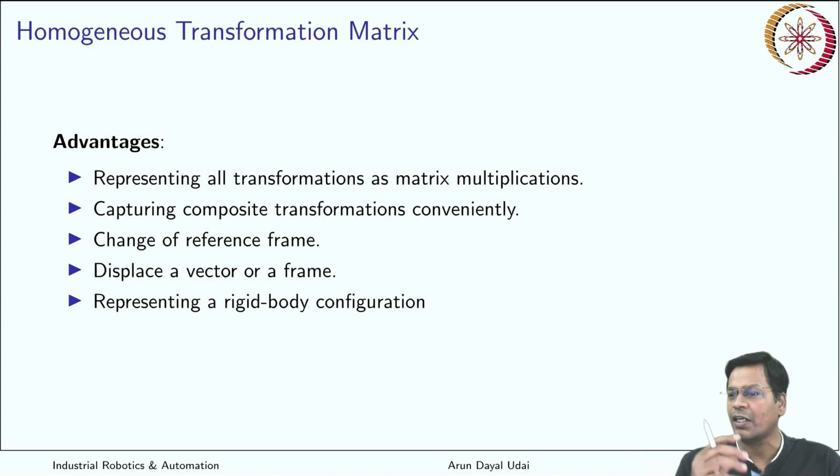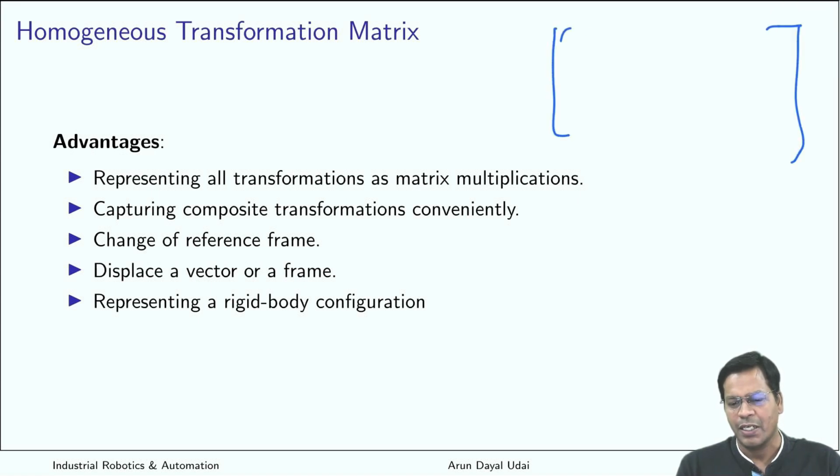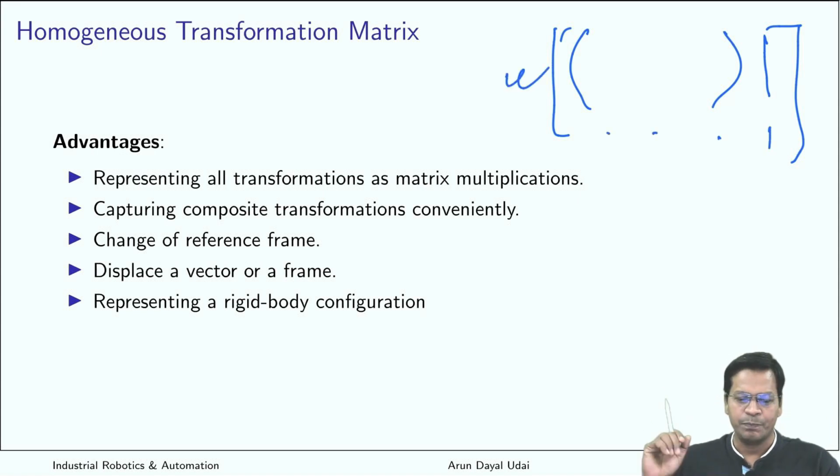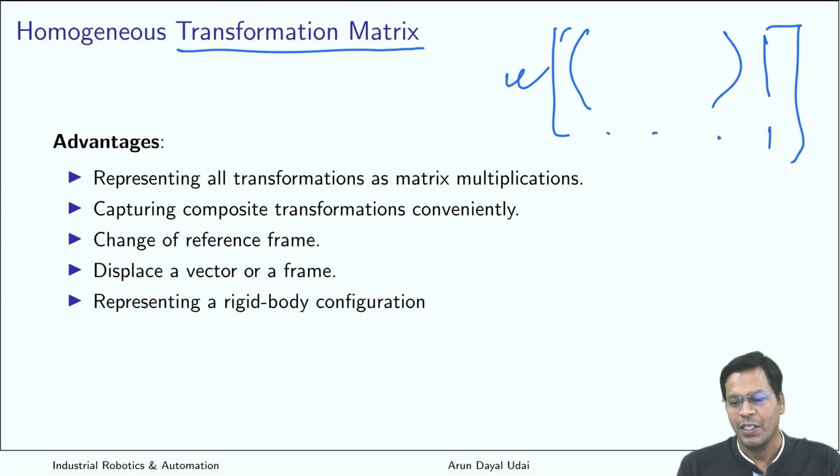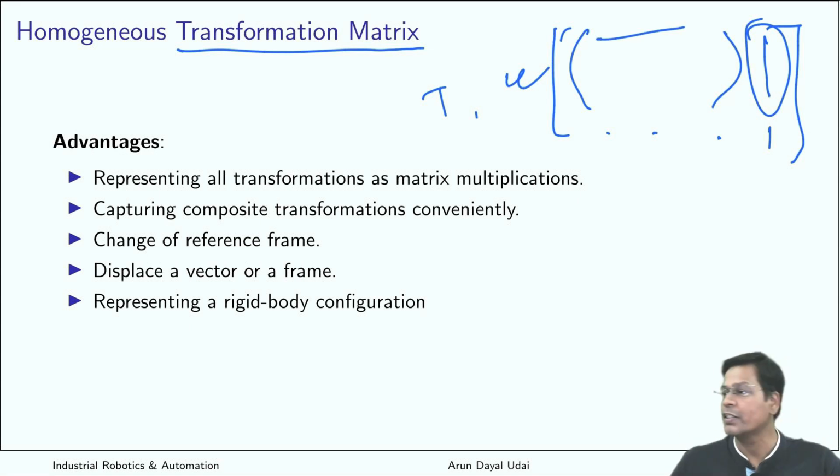It can represent the configuration of a rigid body. As you know, a rigid body is defined using a frame, which is nothing but rotation and translation. The bottom three entries were 0 and this one is 1. So this is your rigid body configuration, and exactly this looks like your transformation matrix. So this transformation matrix now represents the position and orientation of your rigid body.